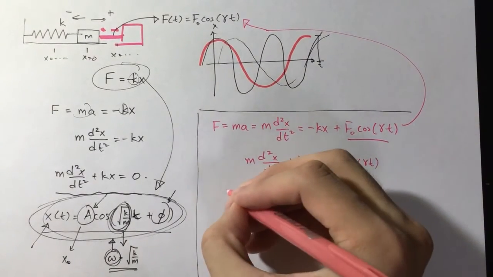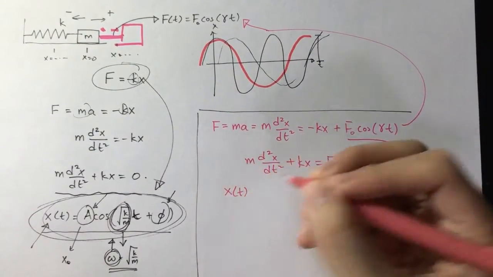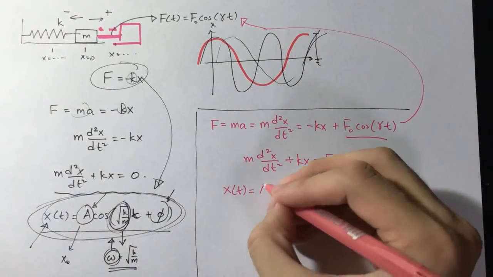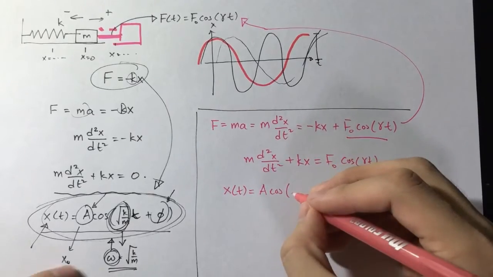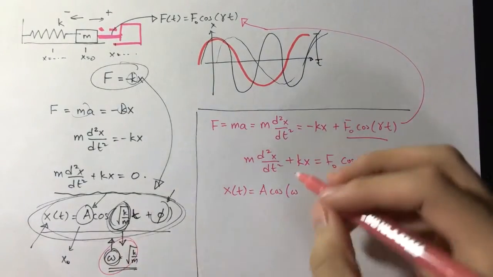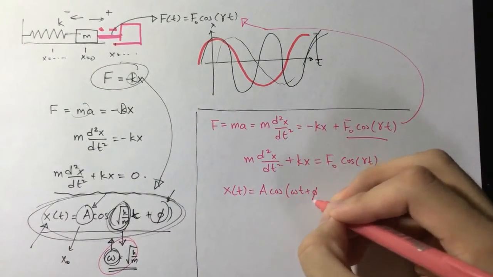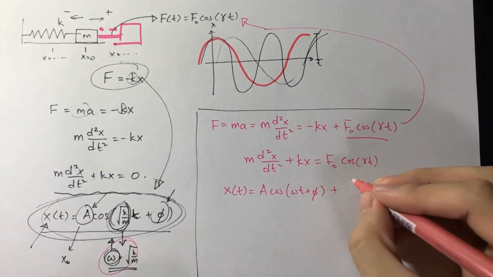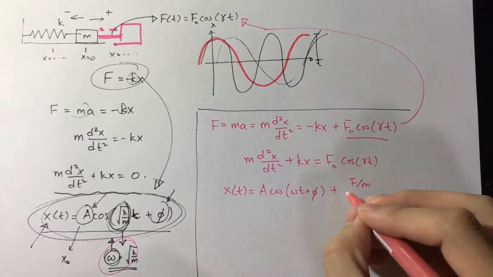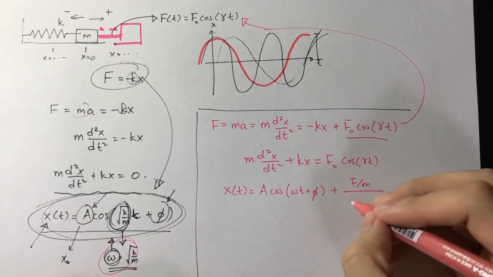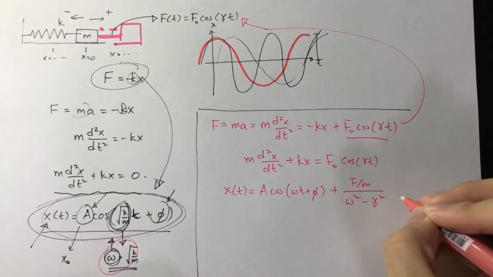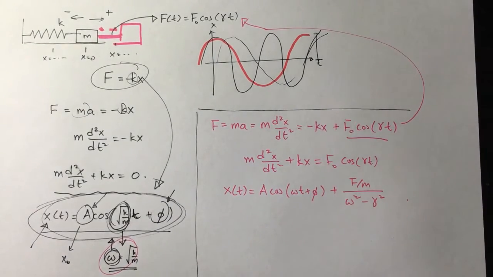But it turns out that the solution, x of t, will be in the form of, it will have a term similar to this. So A cos of, I'll write it as omega, but omega is that, just remember that, t plus this term. But now there will be an extra term at the end, and that term will look like F over m, all divided by omega squared minus that term squared, like such.